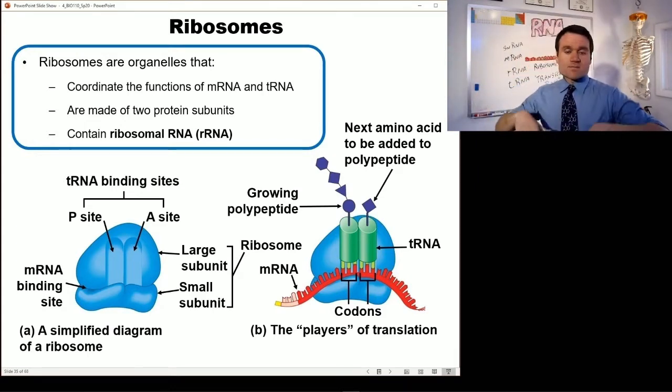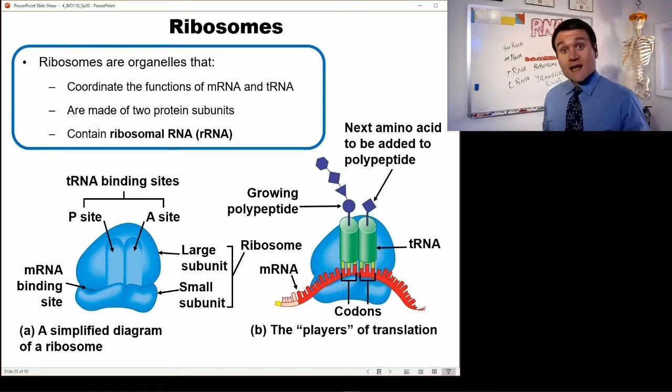for some reason. Ribosomes are made out of protein, which is kind of a scaffolding to hold them together, and then the functional parts of them are made out of rRNA, ribosomal RNA. So we have multiple kinds of RNA involved in this translation process.